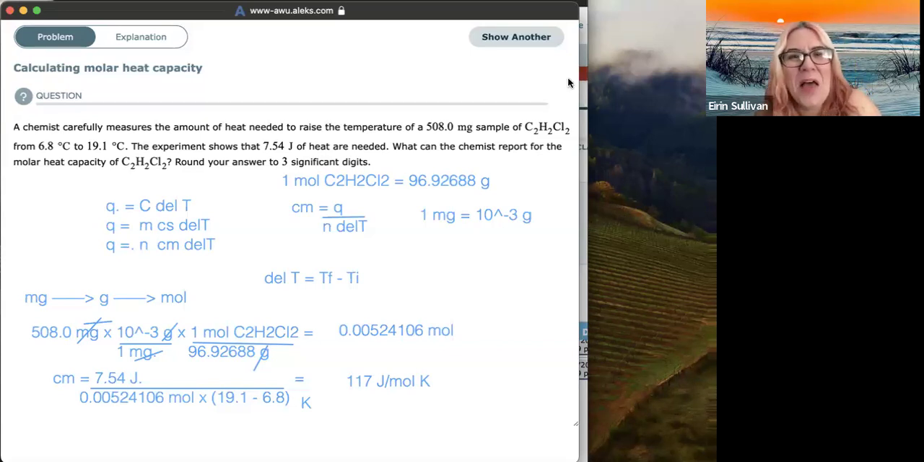All right, so that's all we need to do for that one. Just be really careful if you're being asked for molar heat capacity, you have to multiply it by the number of moles of the thing, and you were only given the mass in grams. So you've always got to remember how to convert between mass and moles.